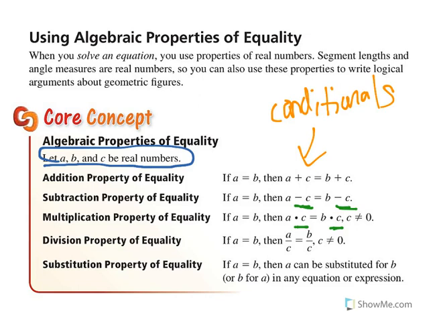Division property of equality: if A is equal to B, then if I divide A and B by the same amount, again C, then I still would have an equal equation. So C still cannot equal 0 though. I cannot have 0 in the denominator. And then I can have substitution. So substitution: if A is equal to B, then A can be substituted for B in any equation or expression. We do this a lot of times in algebra. You know, if X is equal to 2, well then I need to plug it back in to find whatever my value was, whatever I'm looking for in the problem.